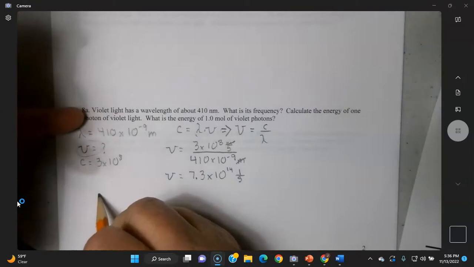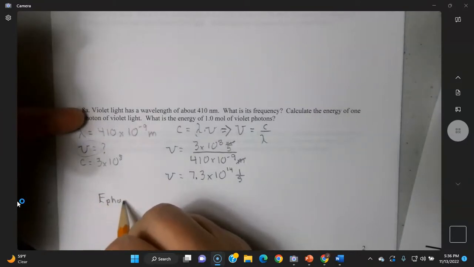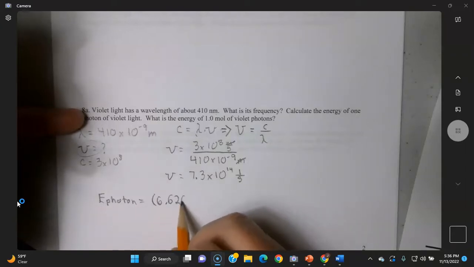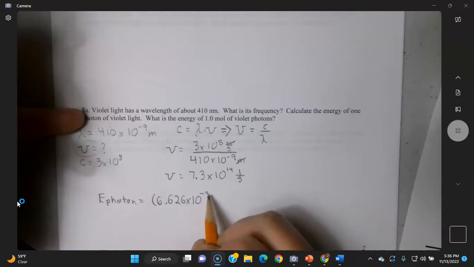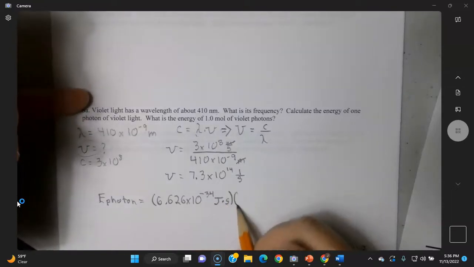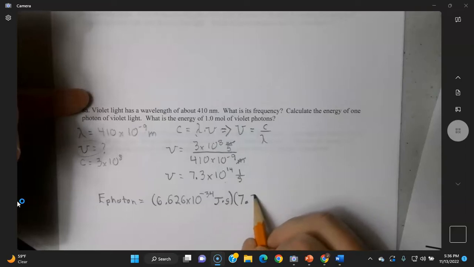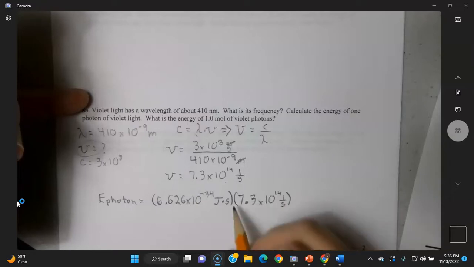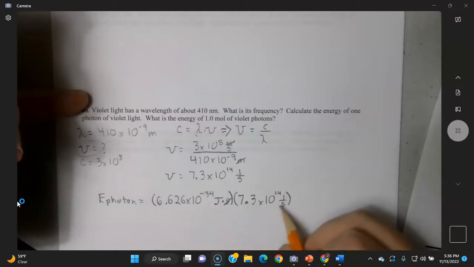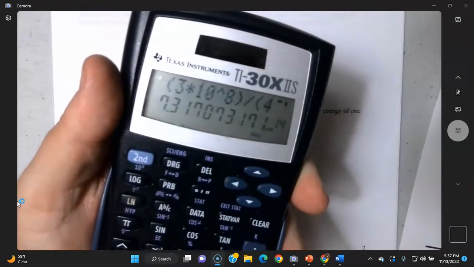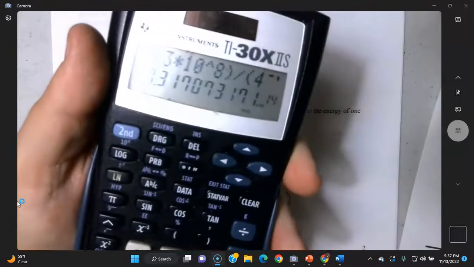I'm going to come way over here. It's the energy in a single photon of light. Planck's constant. And the units for Planck's constant is joules times seconds. And then frequency here is the number we just calculated. Close parenthesis. You got seconds on the top and seconds on the bottom, so the only unit left is joules, and that's what you want for energy. So again, I already have this number on my calculator, I didn't round it, but I have that same number. I'm going to multiply that by Planck's constant.